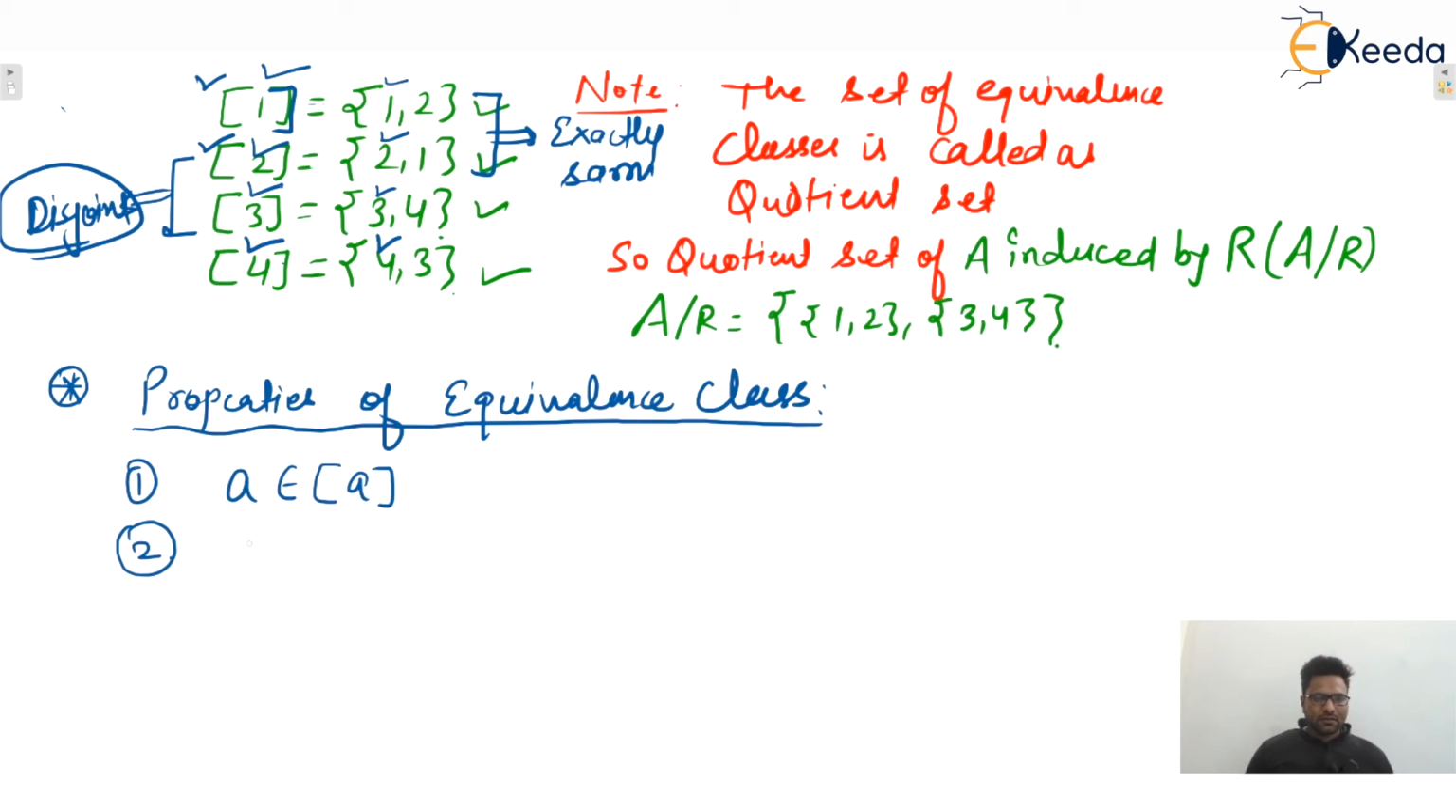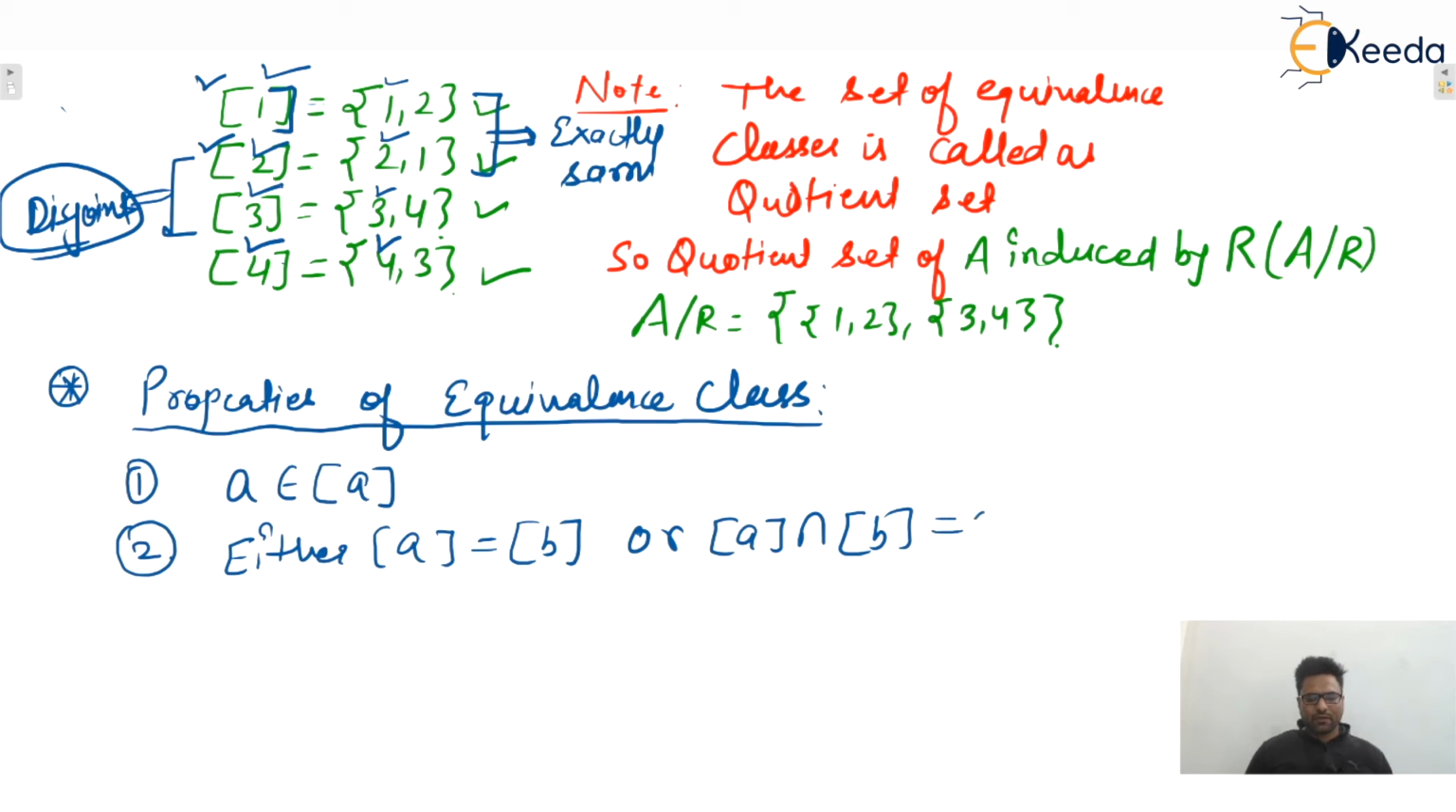So either the equivalence class of a is exactly the same as the equivalence class of b, or the equivalence class of a intersection the equivalence class of b will be phi. That means either these are equal or they are disjoint, for a, b belonging to set A. I hope this one is clear to everyone.